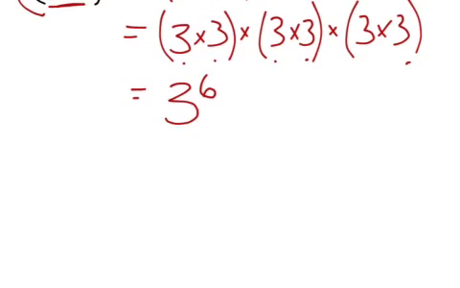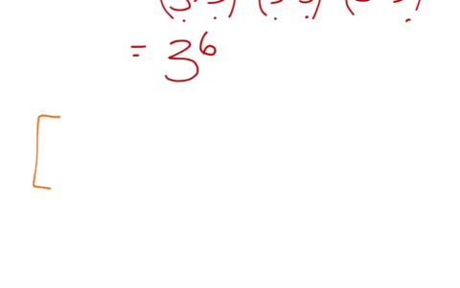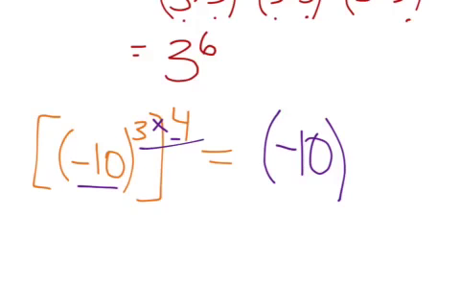Let's quickly take a look at an example from your Powers Practice Part 3. Negative 10 to the power of 3 all to the power of 4. So you just have to remember this power of a power law. When you see something like this where there's a power to another power, we need to multiply the exponents. So the simplified version of this would be negative 10 to the power of 3 times 4, which is 12. That's it.